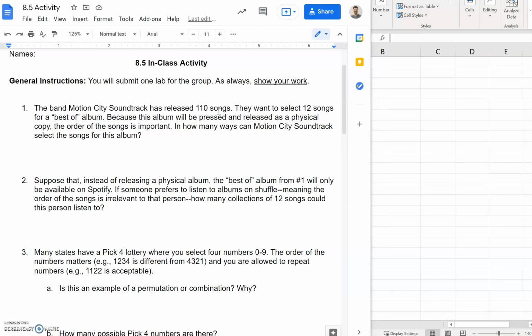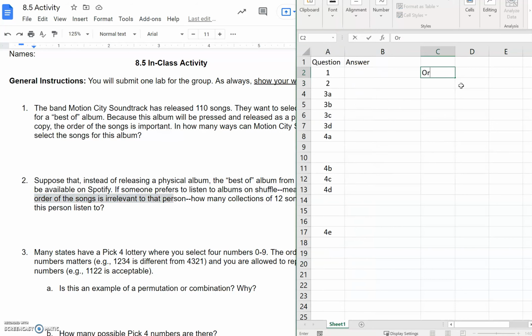So we have 110 Motion City Soundtrack songs, and we're trying to pick 12 of them. The big distinction between number 1 and number 2 was whether or not the order mattered. Usually that'll be kind of clear in the problem. For this one, the order of the songs is important, so if order matters, we're talking about a permutation. A combination is when it doesn't matter, and in number 2 the order of the songs is irrelevant. So in number 1 order matters, and in number 2 order doesn't matter.